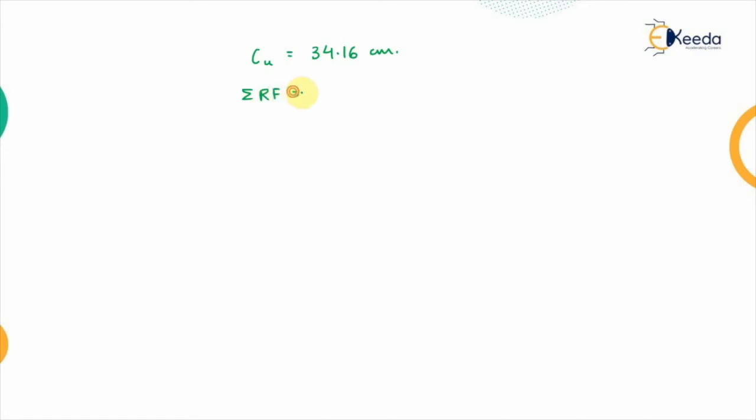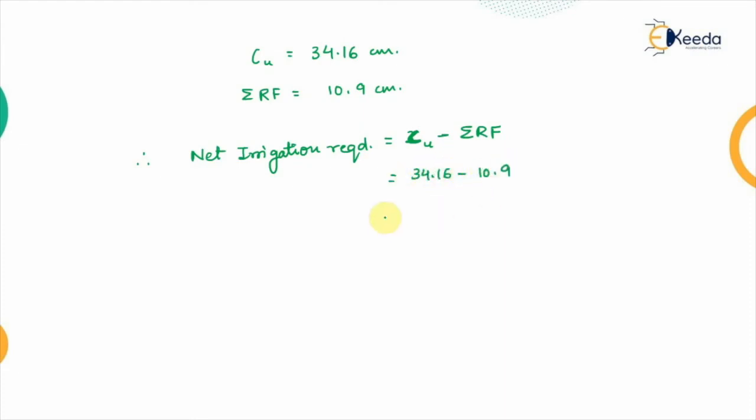And the effective rainfall, if we sum up all the values, is 10.9 centimeter, which has been fulfilled because of the rainfall. Therefore, if we subtract this value, we will get the net irrigation, that is, how much irrigation is required now. That will be the consumptive use minus the summation of rainfall. That is 34.16 minus 10.9. If we subtract, we get the answer as 23.26 centimeter.